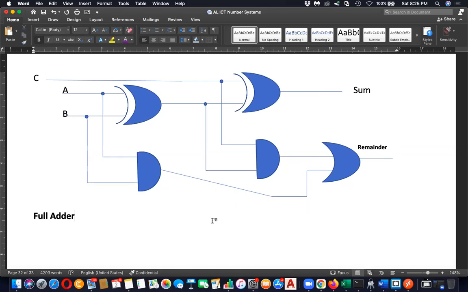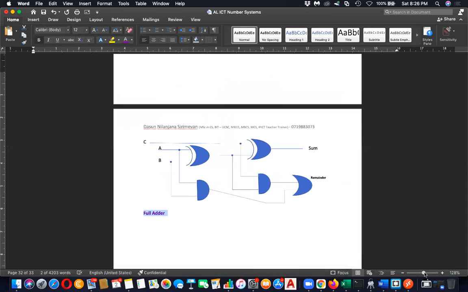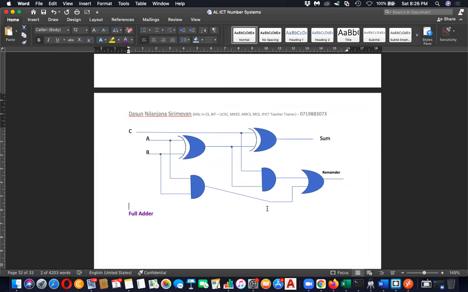Please draw the circuit and then draw the truth table, then you can understand. Maybe the first time you will not be able to draw the circuit, but please draw it, and then let's draw the truth table, then you will understand this.